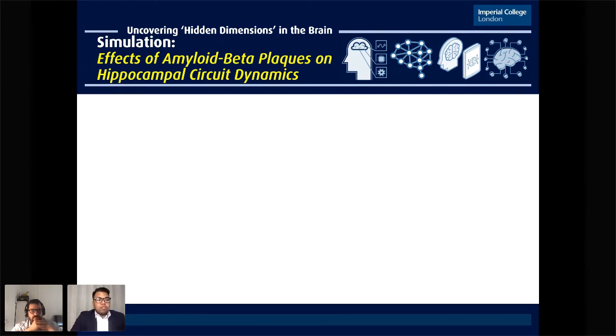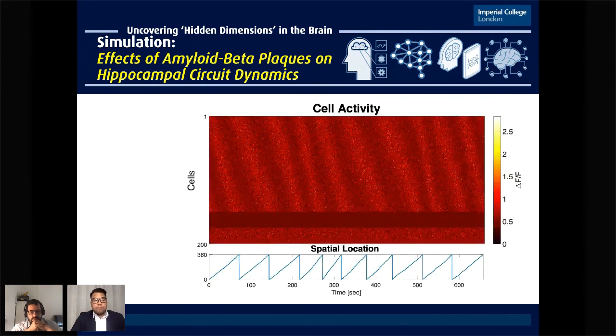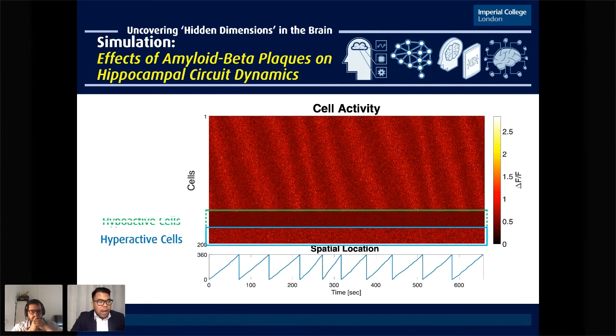So previous studies showed that amyloid beta plaques that are close to the cells will cause hyperactivity, which means that they will fire almost at any instance of time. And those that are far away from the cells will cause hypoactivity, making them fairly silent. And to take into account these effects, we modified our simulation model by incorporating these hyperactive and hypoactive cells. And then we plan to use this model as reference for the analysis of the data that we are currently recording from our transgenic 5X FAD mouse models of Alzheimer's disease.